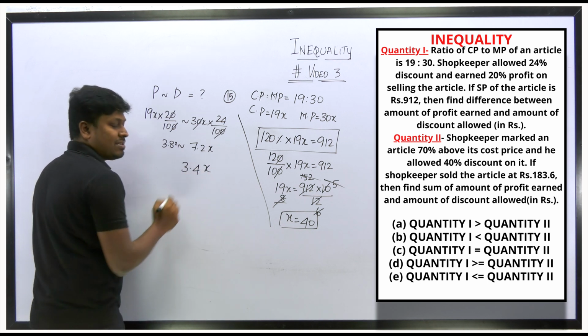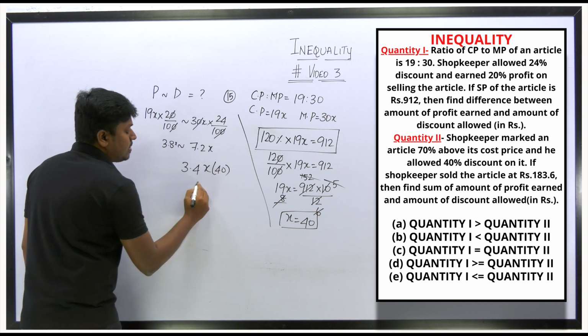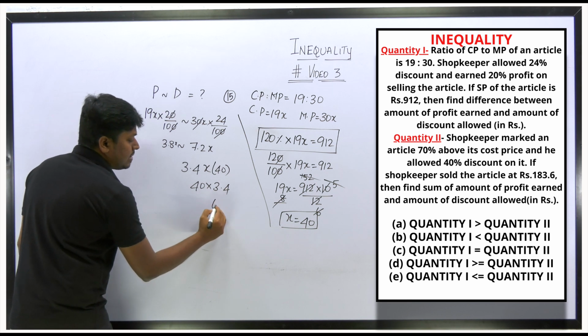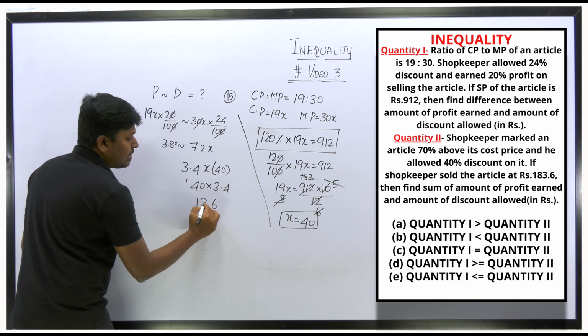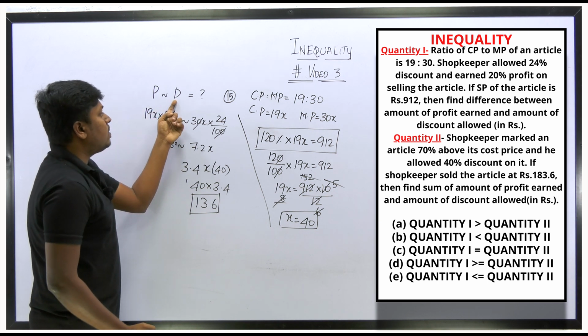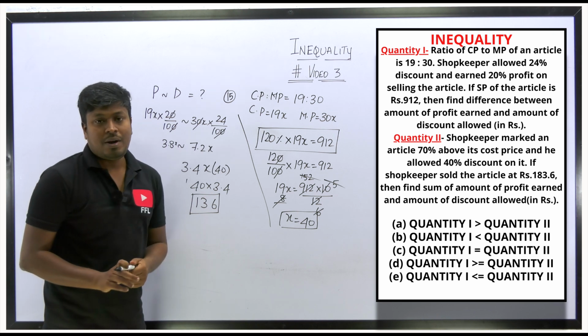So 3.4x will be the difference, and we got the value of x is equal to 40. So 40 into 3.4, the resultant will be 136. So finally we can say that the difference between profit and discount will be 136 rupees, which is the answer for quantity 1.